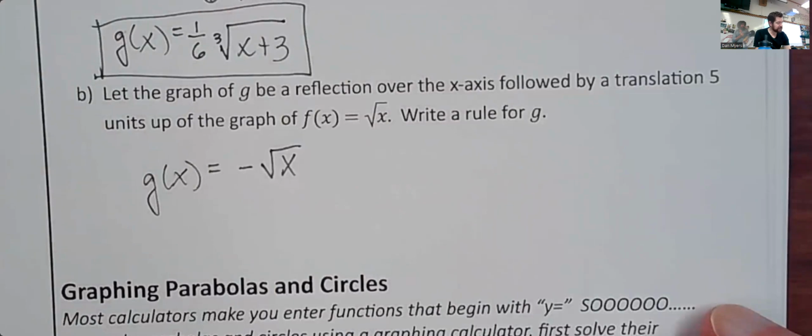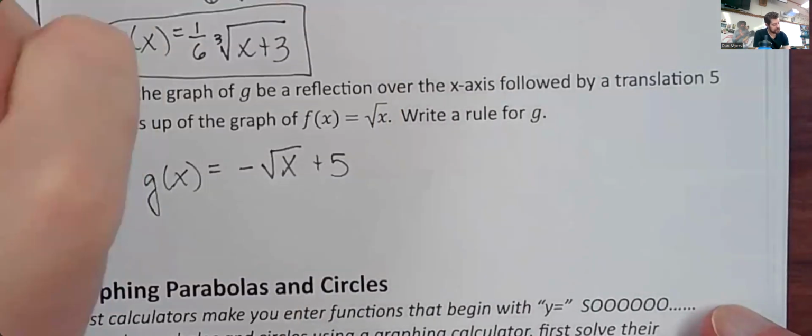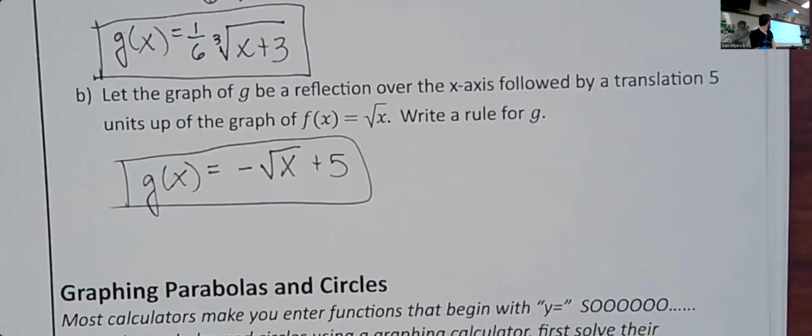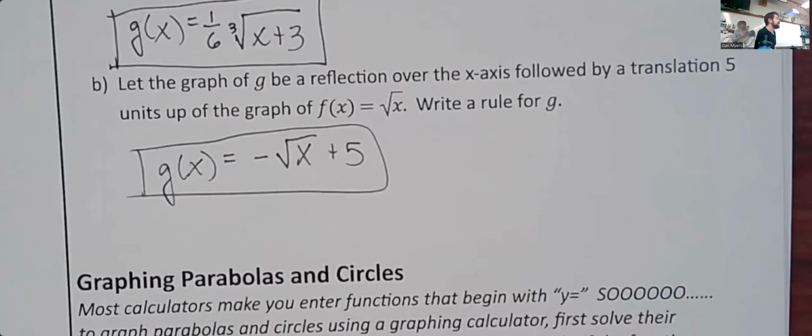And then we're going up 5. So plus 5, outside or inside? Outside. Nice. There it is. So it's the opposite of the square root of x plus 5. So basically, you take your regular square root, and then you would flip it upside down, so it'll look like this, but then you'd have to move it up. So it'll be kind of up and then an upside down. If you want to check it on your calculator, you're welcome to do that too.